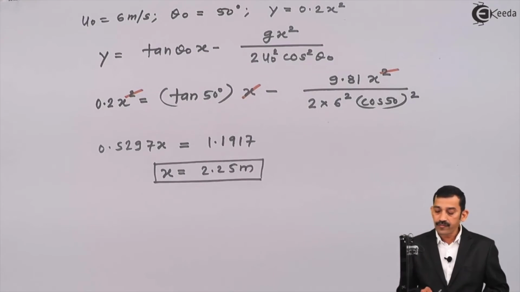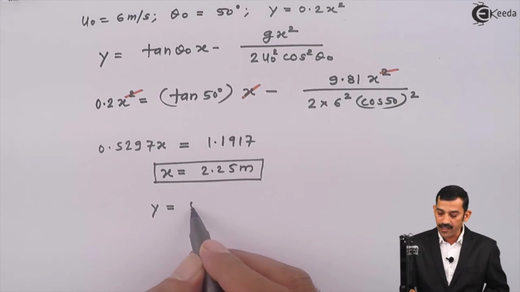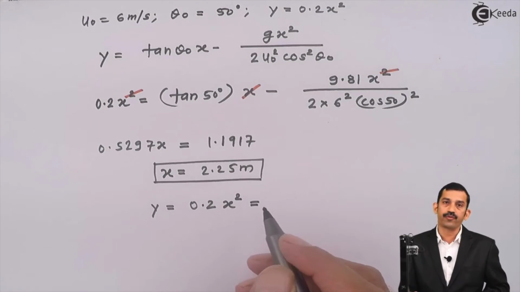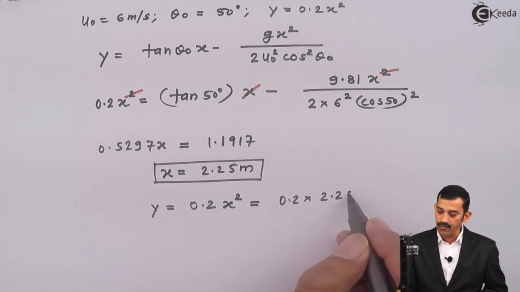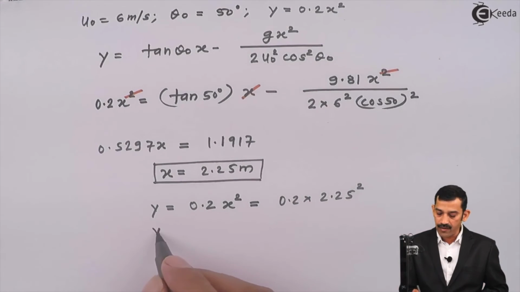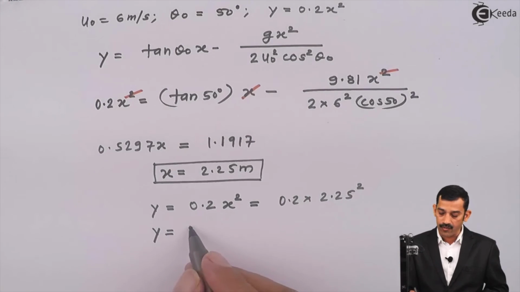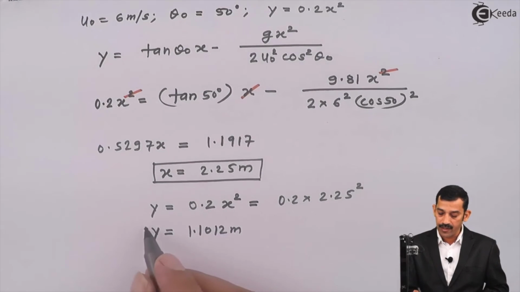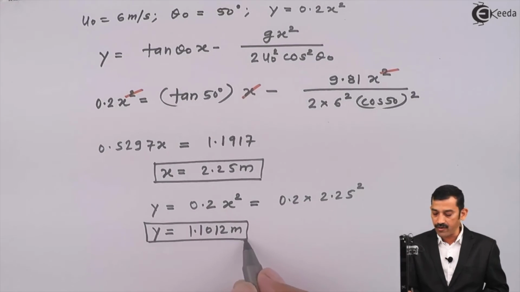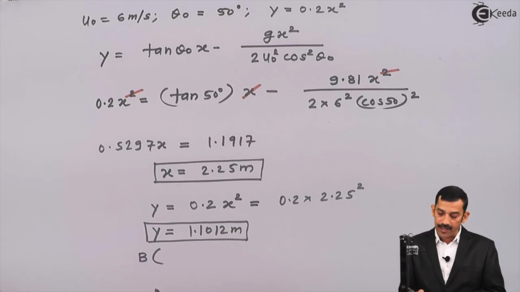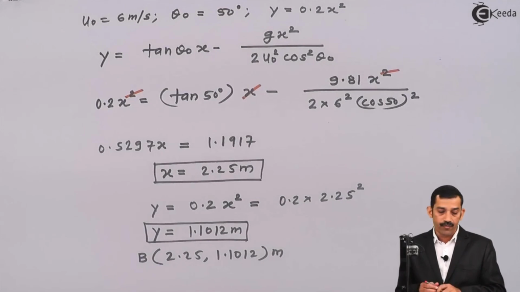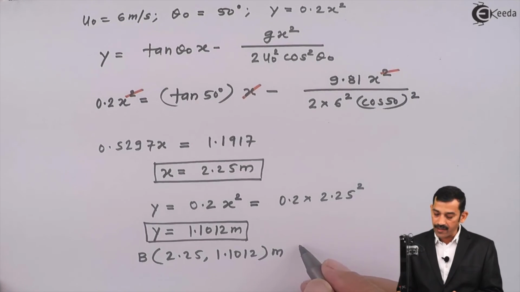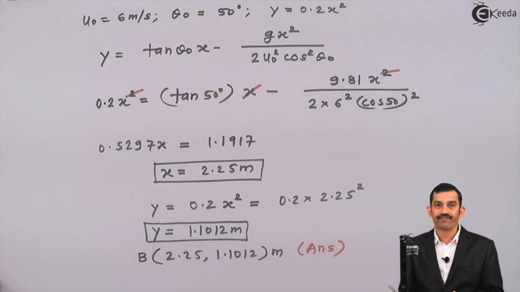As you know x, using the simple formula for y, that is 0.2 x square, if we substitute the value of x we have calculated, 2.25 meters, it is 0.2 into 2.25 square. That means the y value, using a calculator, comes out to be 1.1012 meters. What is asked in the problem? The x and y coordinates. For point B, the final answer is x and y: 2.25 and 1.1012 meters. These are the coordinates of the given point where the water particle strikes at point B. Thank you.